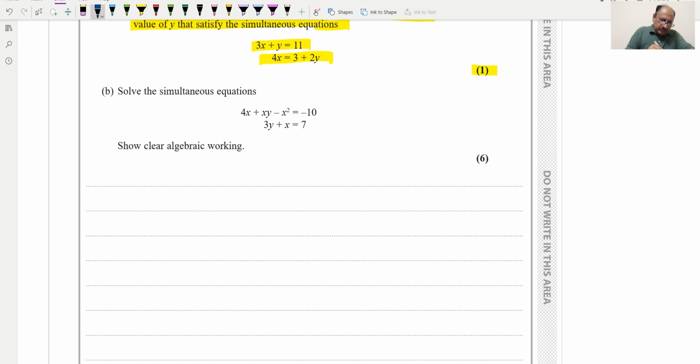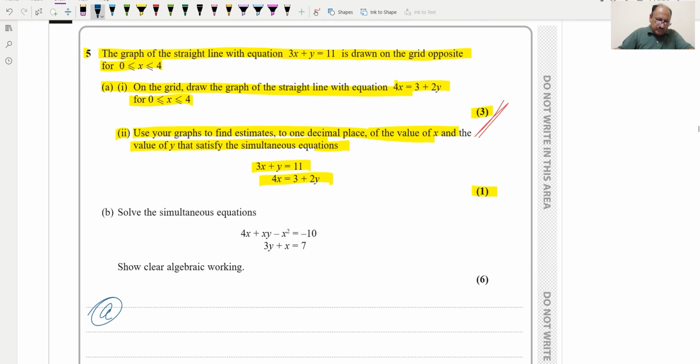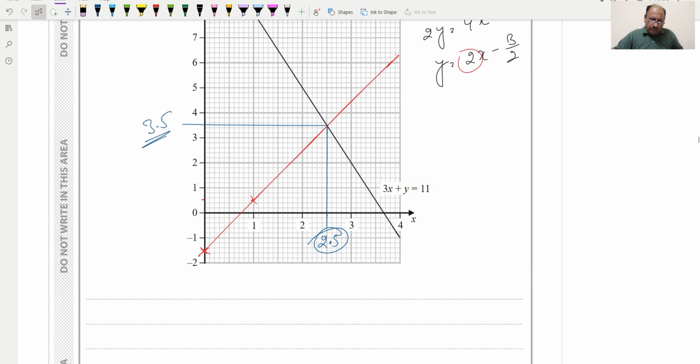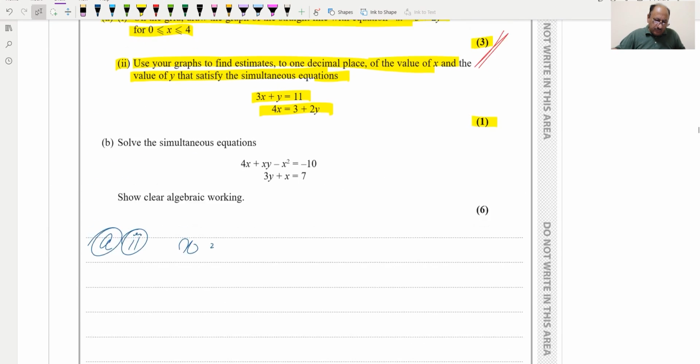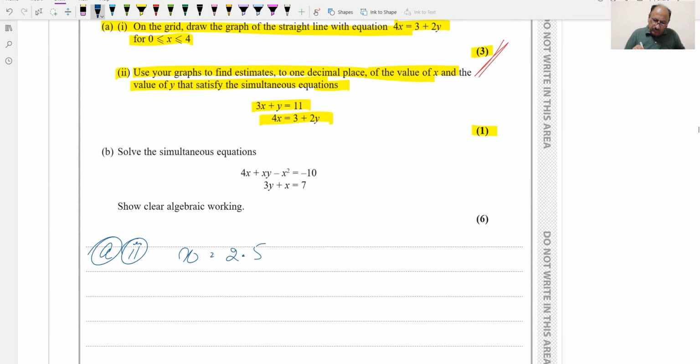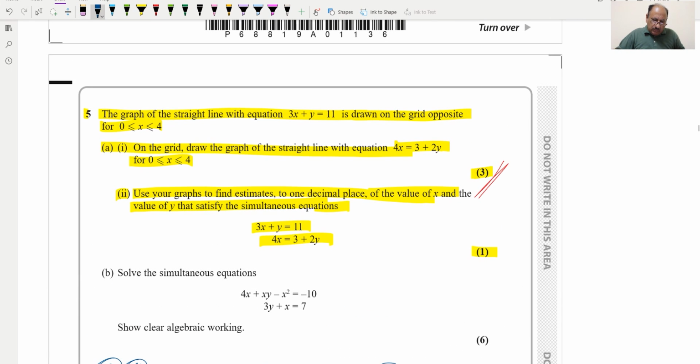This is A part, and the answer for the second is, the values which we have written: x is equal to 2.5 and y is equal to 3.5. So this is basically the point which we can write, 2.5 and 3.5. So use your graph to find estimates to one decimal place the value of x and the value of y that satisfies the simultaneous equation.